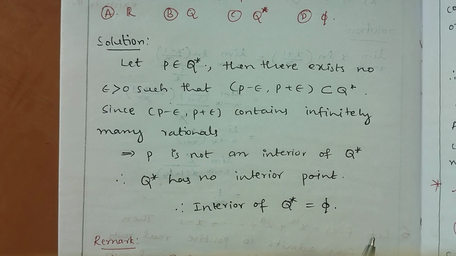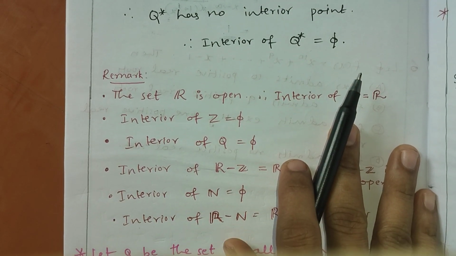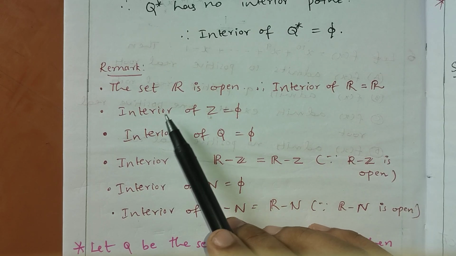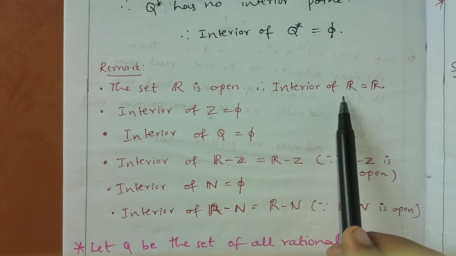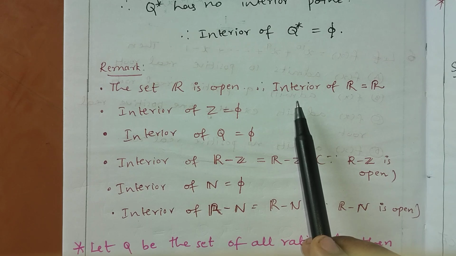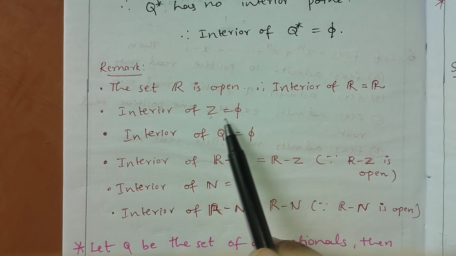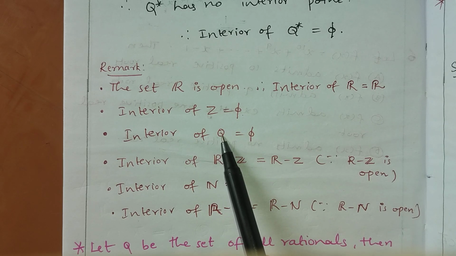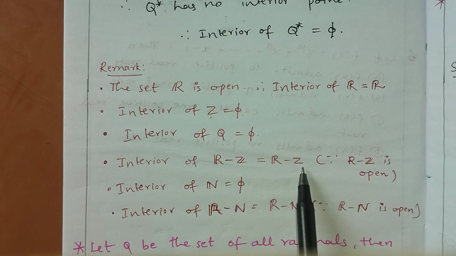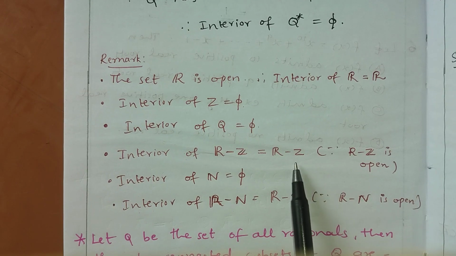Similarly, if they ask for the interior of the rational numbers or the real numbers, here is a list of interiors. The set R is open, therefore the interior of R is R. We know that if a set is open, then the interior of that set is equal to the set itself. The interior of Z is empty because Z is not an open set. The interior of Q is also empty. The interior of R minus Z is R minus Z, because Z is closed. So its complement R minus Z is open, so its interior is itself.